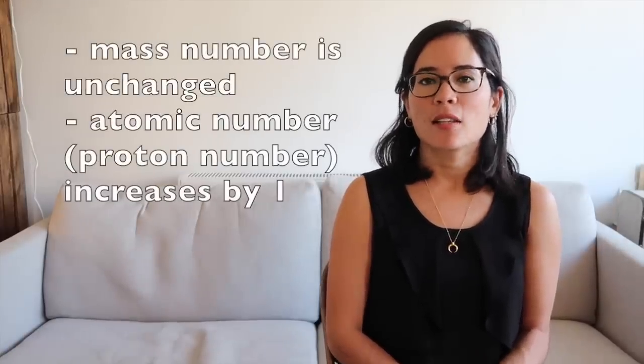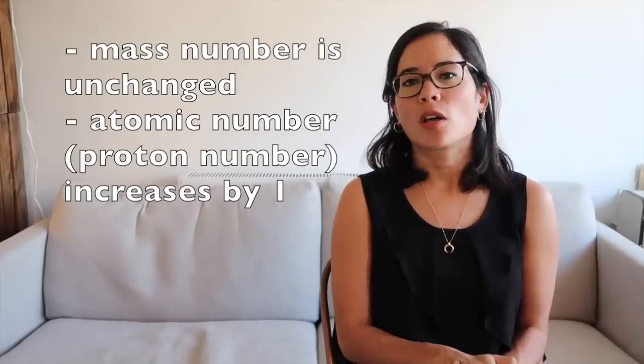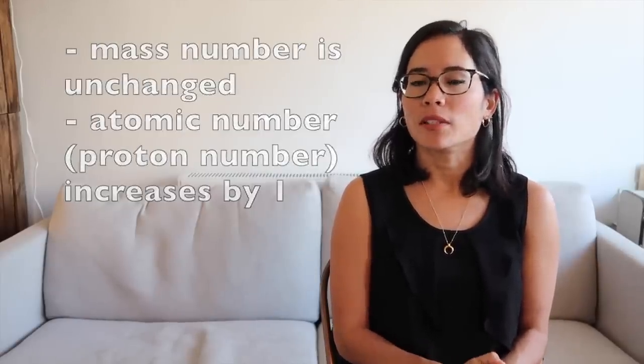So because a neutron and a proton have the same charge, clearly the mass number will be unchanged, but the proton number will have gone up by 1, so you will have a new element.